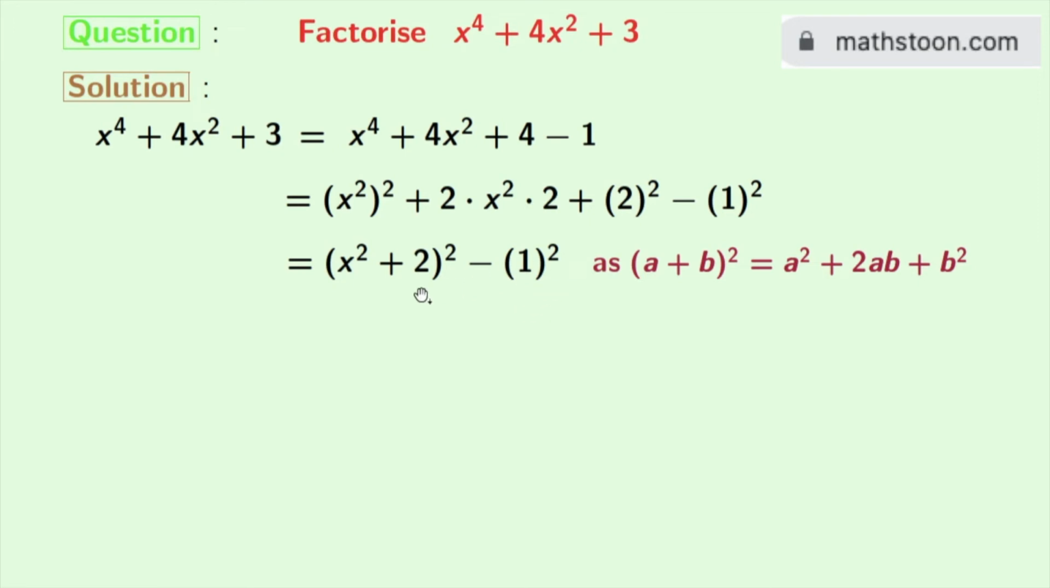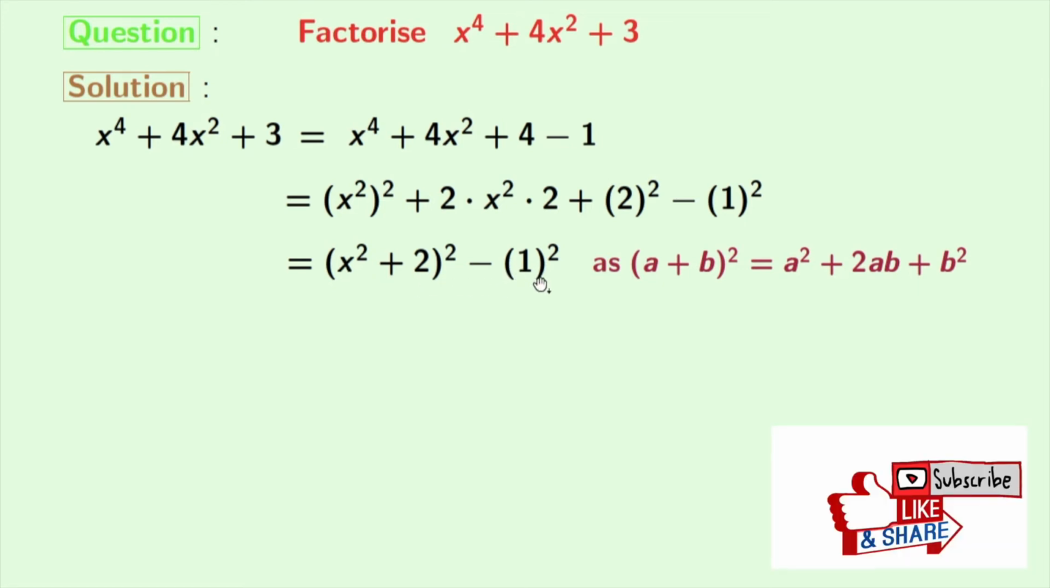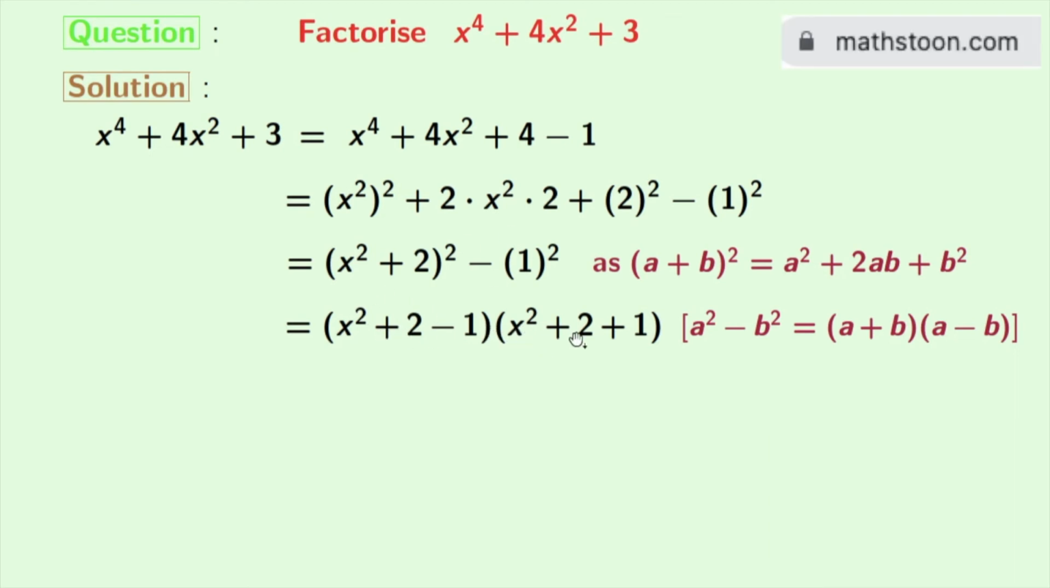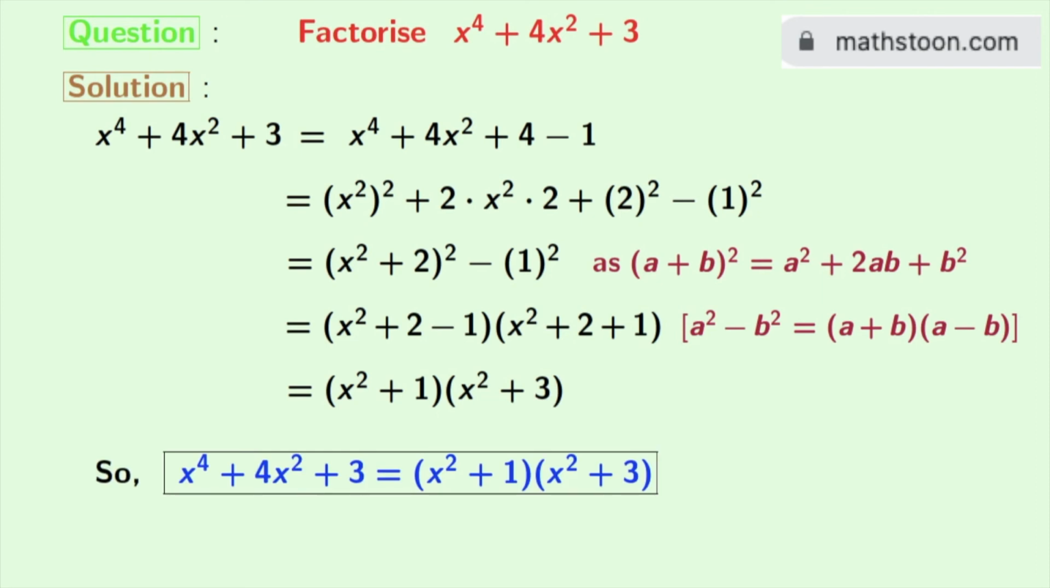Now look that this expression is in the form of a square minus b square, where a is x square plus 2 and b is 1. So applying the formula of a square minus b square in this expression, we get x square plus 2 minus 1 times x square plus 2 plus 1. Now after simplification, we get x square plus 1 times x square plus 3. So finally look that the given expression can be factorized as the product of these two terms.